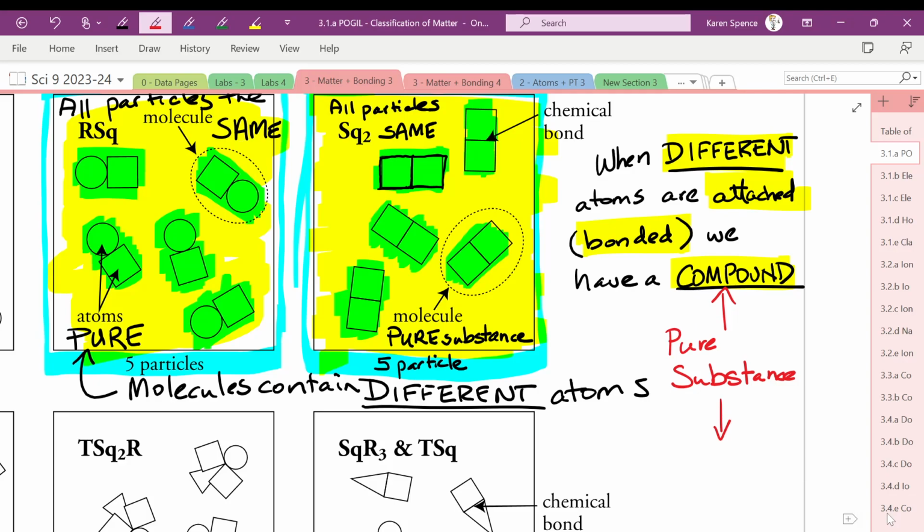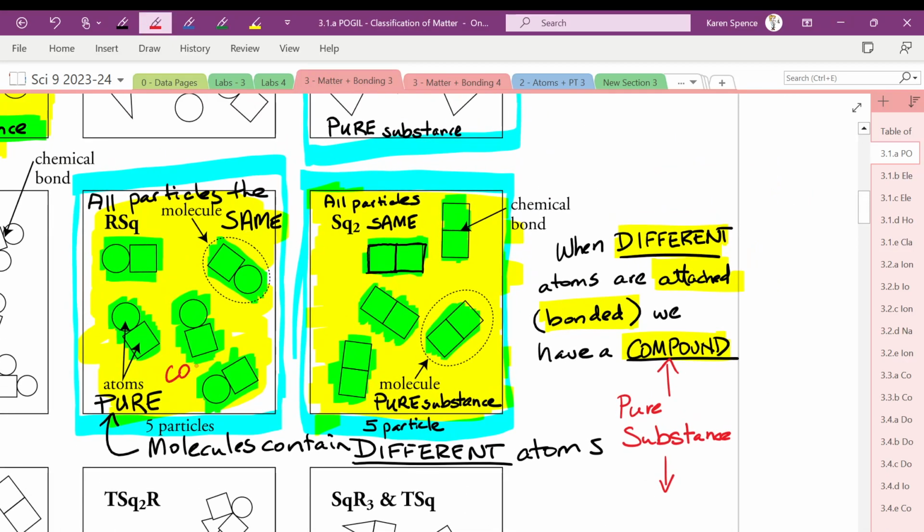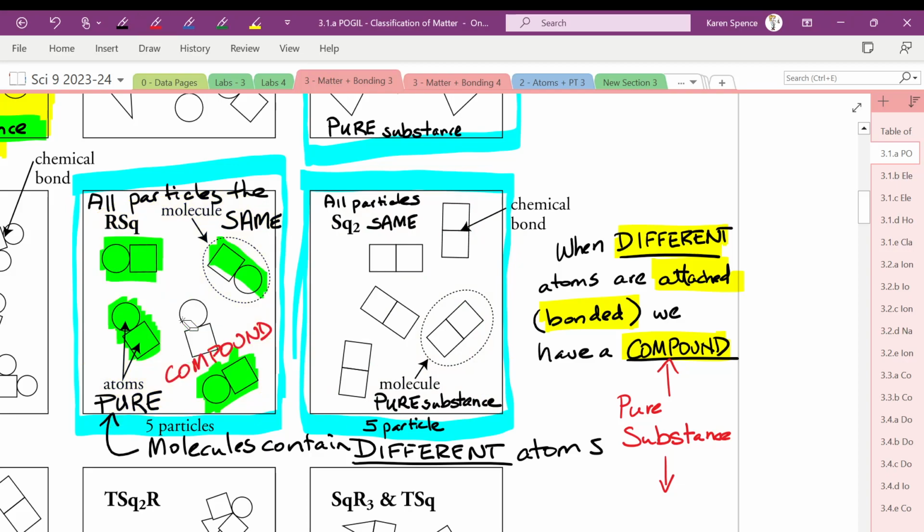Now, is there another kind of substance that is a pure substance? Because we have RSQ, which is a pure substance, and a compound. But right beside it, and maybe I should get rid of some of this highlighting because it's now getting a little bit overwhelming, right beside it, we have another pure substance. Is it also a compound? Is SQ2 also a compound? Discuss with your partner.